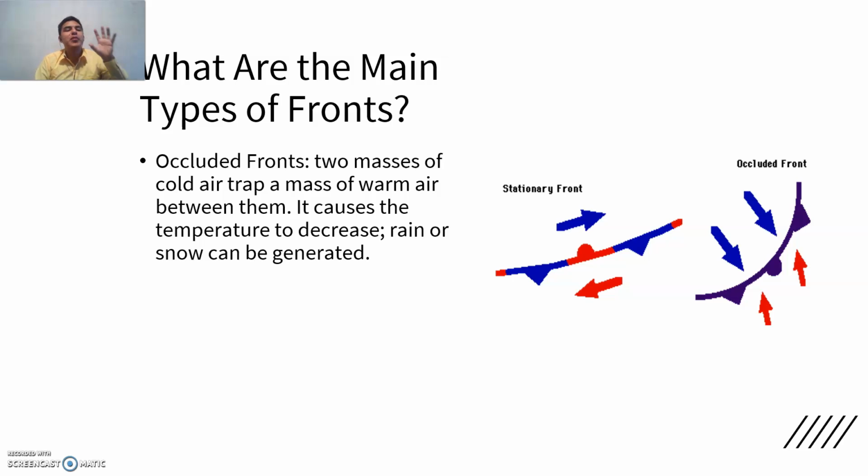So first of all, we have 2 masses of cold air. Cold air here and cold air here. And right in the middle, we are going to have the mass of warm air. But the thing is that it cannot be mobilized since it is trapped inside of the cold air, okay? So what's going to happen is that the most drastic weather conditions are going to be generated in here.